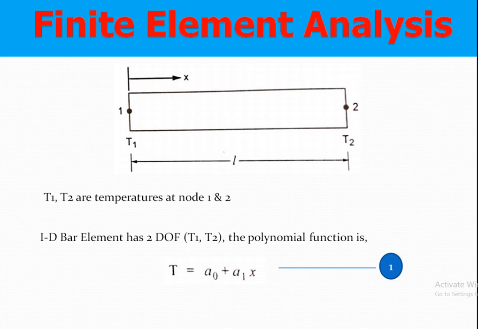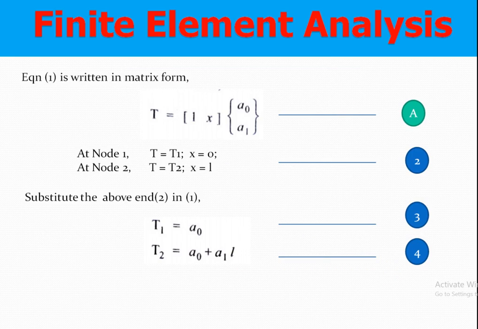So the polynomial function which defines this temperature function will have 2 terms. That's T equals A0 plus A1x, equation 1. We can write this polynomial function in matrix form: T equals [1 x] times [A0 A1].